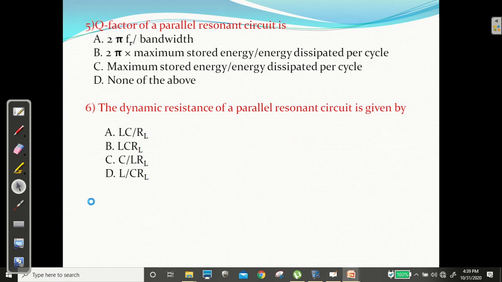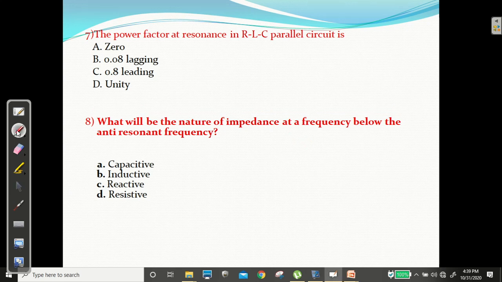Question number 7. The power factor at resonance in RLC parallel circuit is unity, right? D is correct. Power factor at series RLC or parallel RLC, it is unity.